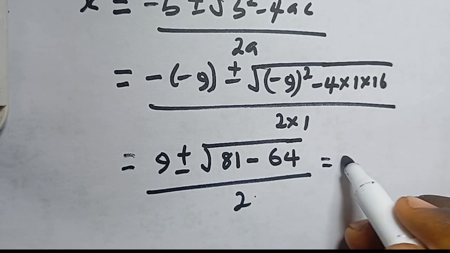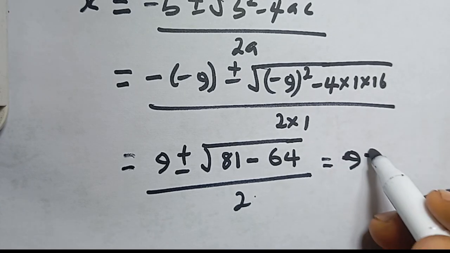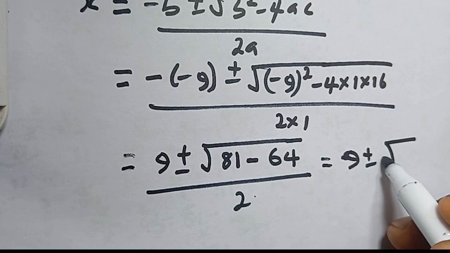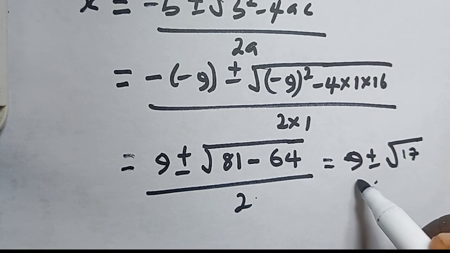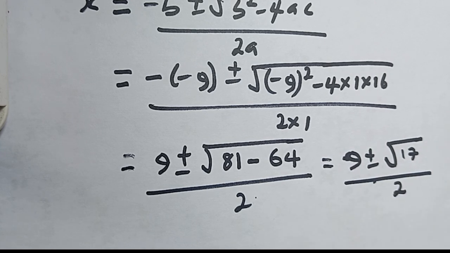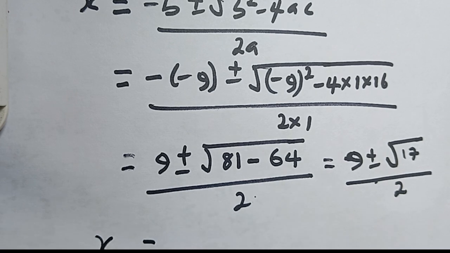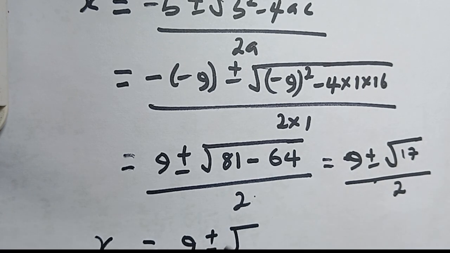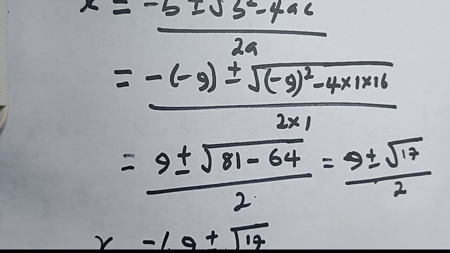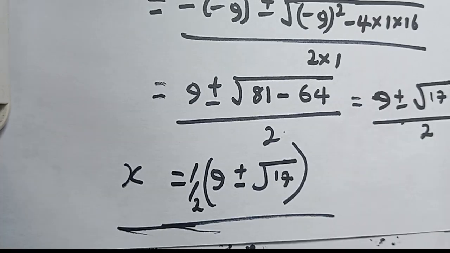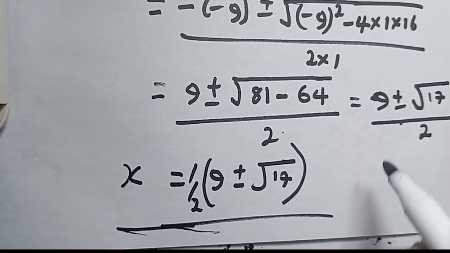So this will be equal to 9 plus or minus the square root of, if I subtract this, 17, and then divided by 2. So eventually x will be equal to 9 plus or minus root 17, all over 2. I can actually factor this 1 over 2 out. So this is actually what the value of x is going to be.